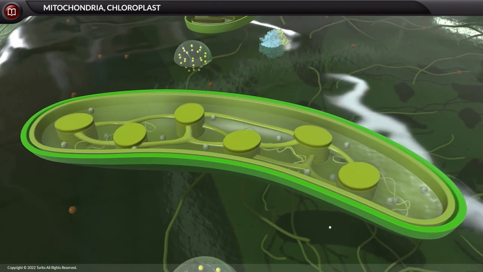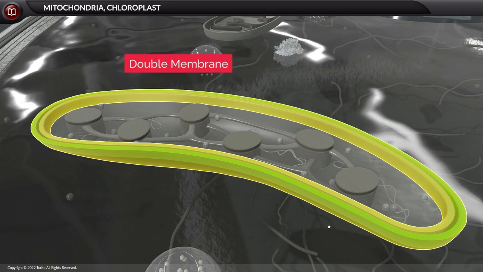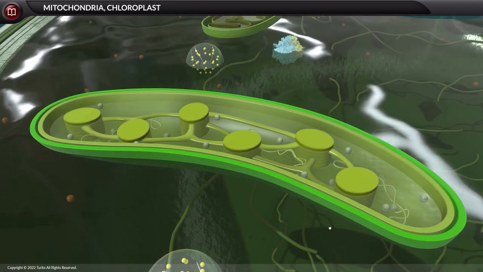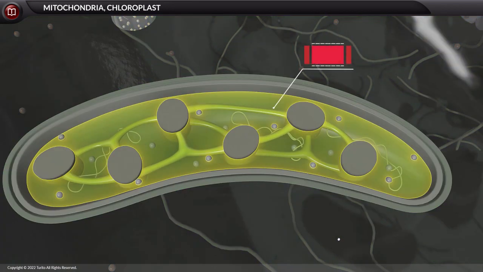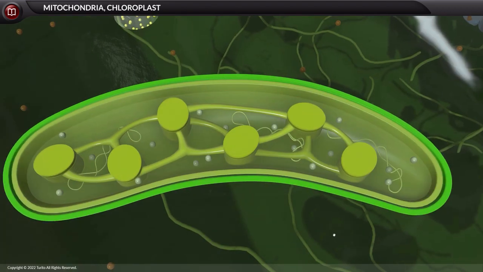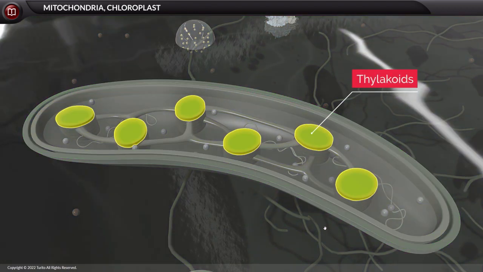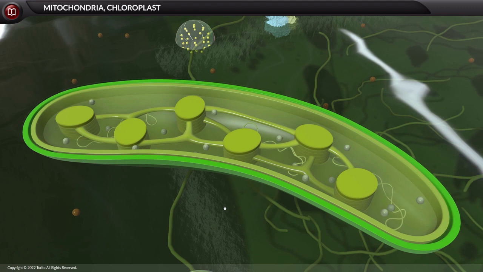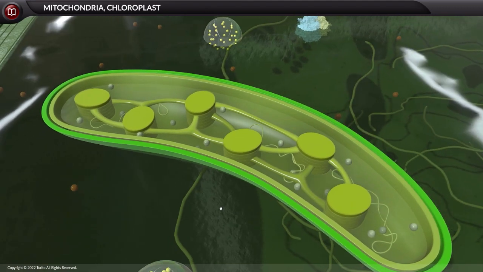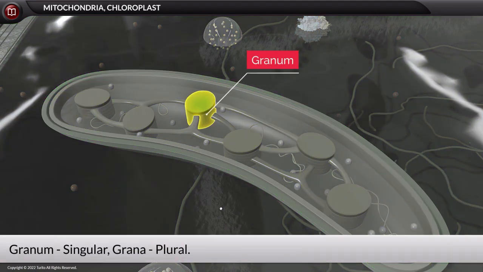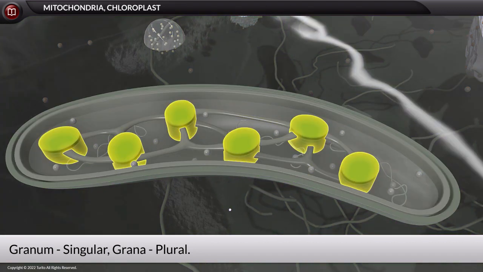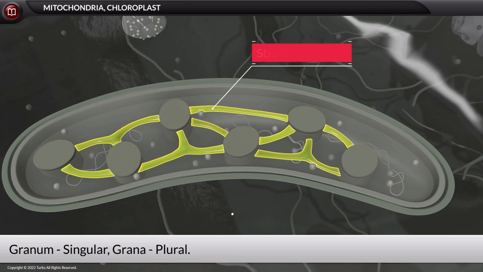Structurally, chloroplasts are double membranous cell organelles. The membranes enclose a fluid matrix called stroma, and membranous sacs, called thylakoids. Thylakoids are flattened discs and are arranged in stacks, called grana. There are many sets of grana present in the chloroplast and are interconnected by stromal lamellae.